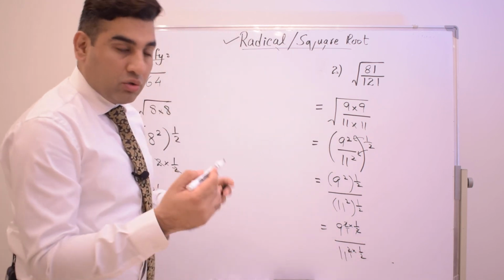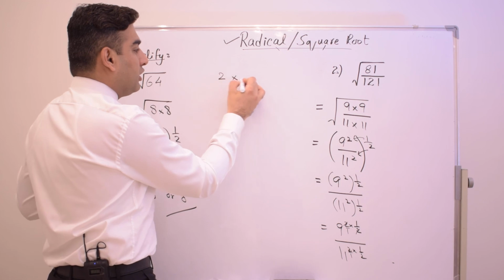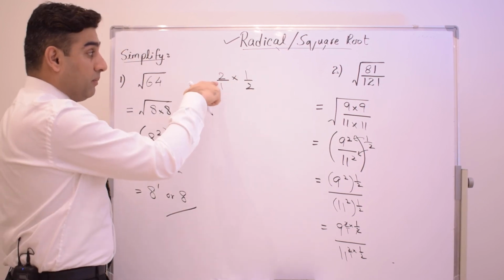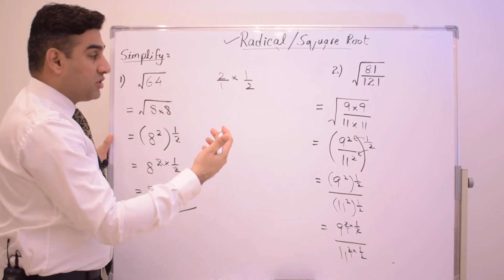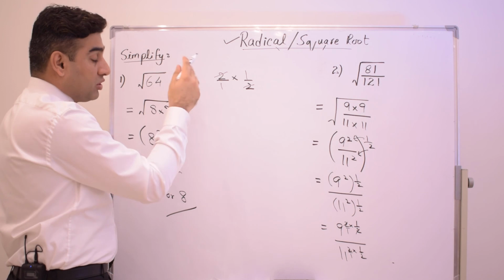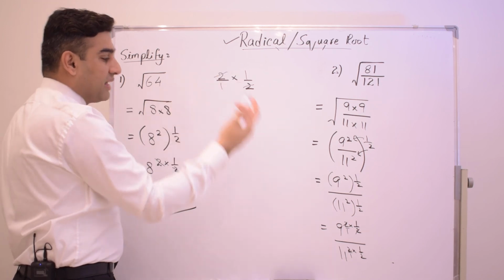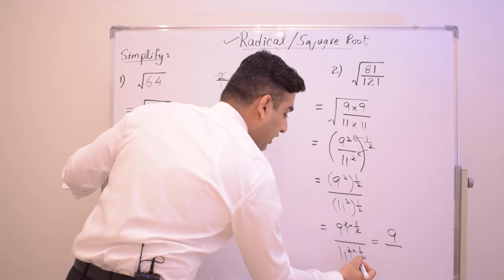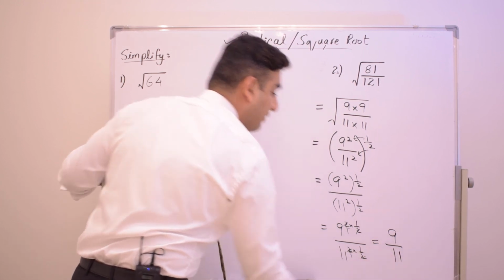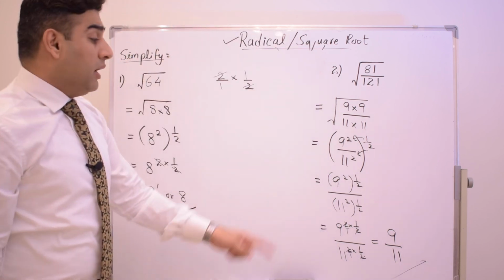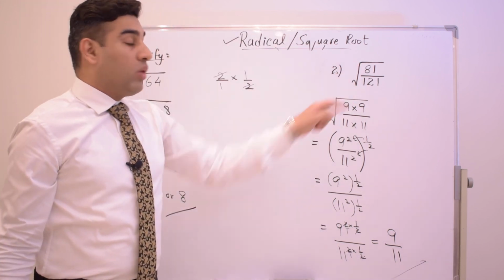Whenever you multiply fractions, like 2 times 1 over 2, you can put the 1 in the denominator, it is understood to be 1. So 2 and 2, because one is in the numerator and the other in the denominator, you can cancel them. Your answer will come 9, and here 2 and 2 cancel, the answer will come 11. So 9 over 11 is the square root of 81 over 121.